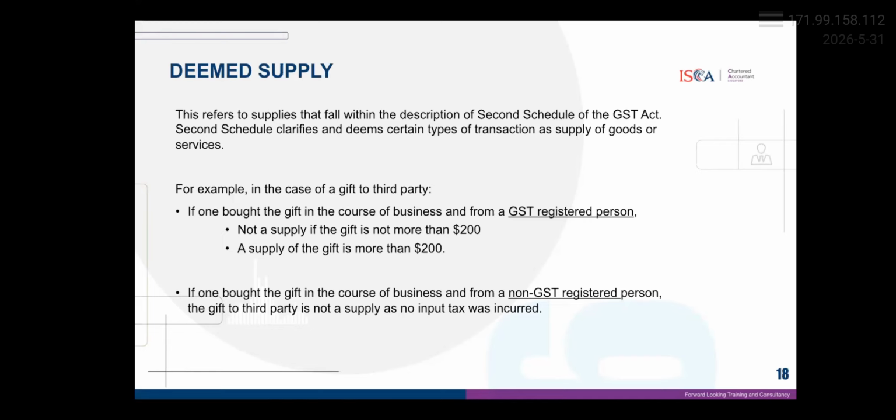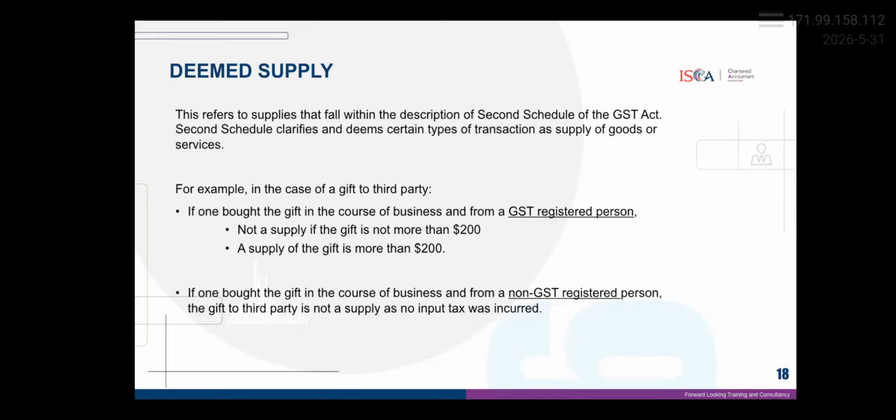Now, an example which was briefly talked about just now is the case of a gift to a third party. In the case of a gift to a third party, this is a case where there is a provision of goods, right? You give, but there is no consideration because you don't charge. You're giving the person an item for free.